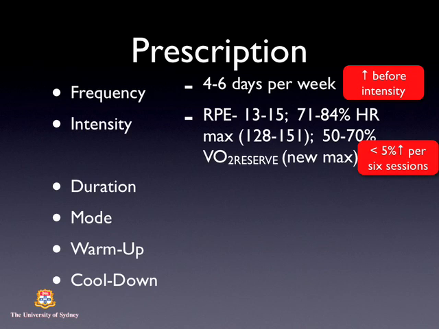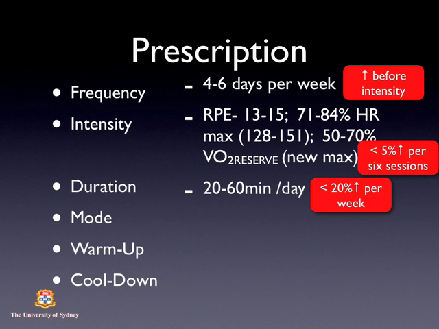You'd increase intensity less than 5% every 6 sessions. Duration should be 20 to 60 minutes per day. And you increase duration less than 20% per week. Modality, once again, should probably be cycling. Warm up and cool down remain the same.